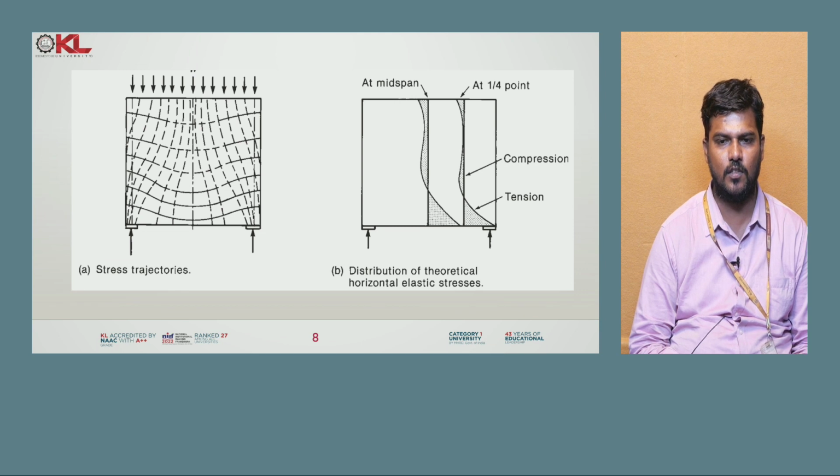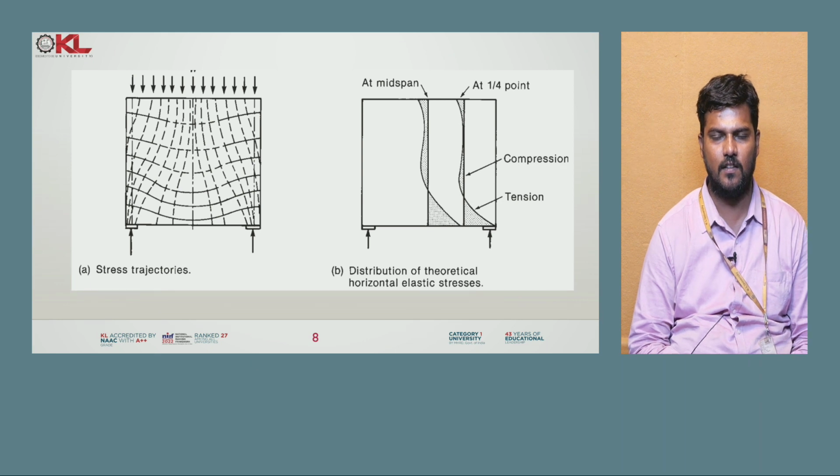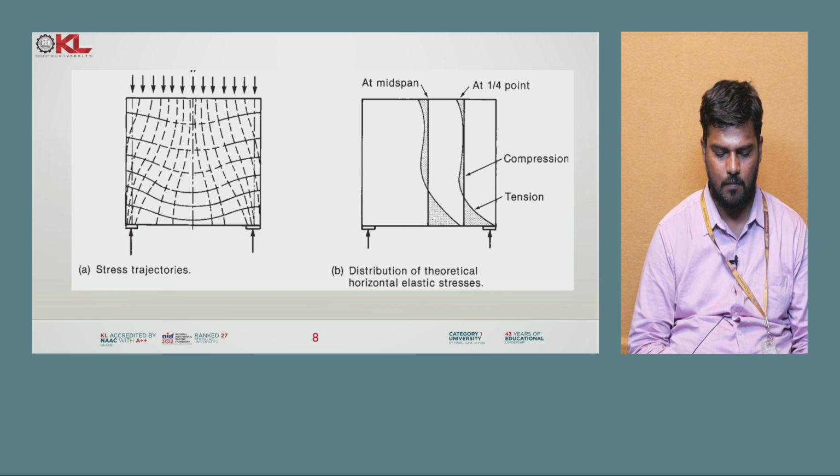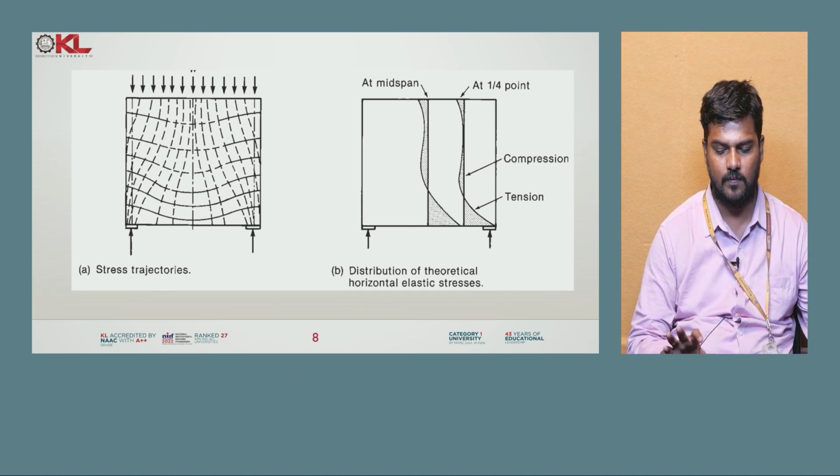But whereas in the case of the distribution of theoretical horizontal elastic stresses, first you can see it is at the midspan, and at 1/4 point at a certain portion you can see the compression portion, and at another portion you can see the tension. So at midspan you are getting both the compression and the tension, whereas at the 1/4 point also you are getting both the compression as well as the tension.